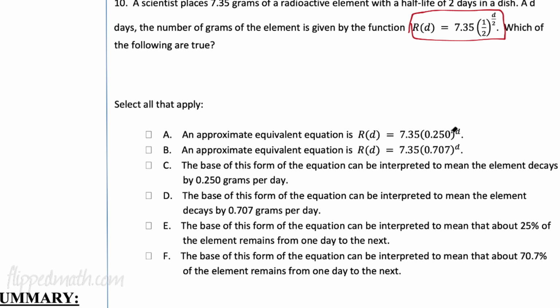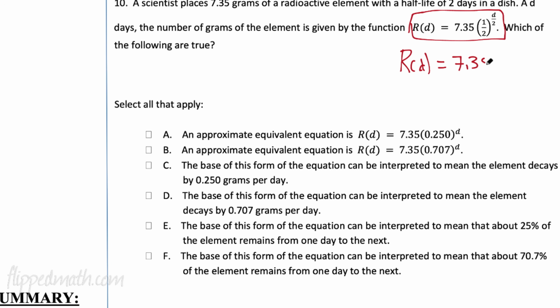So really we need to figure out which one of these matches. Does A or B match with what we have up here? And then based on that, these are basically different interpretations of the exact same thing. So we will look at those in a second though. But first thing I'm going to do is go back up here and try to rewrite it. So R of D, it's the amount that's left over after it's decayed so many days. D stands for days here.